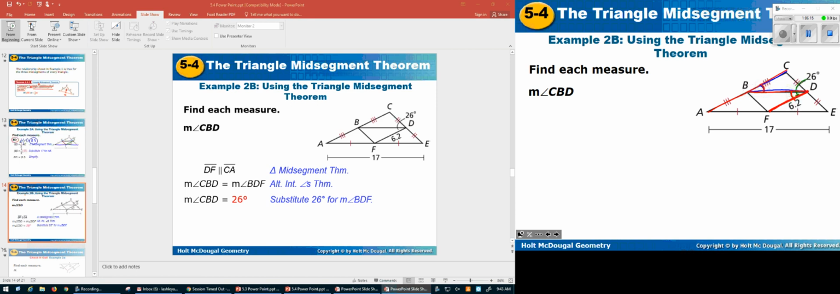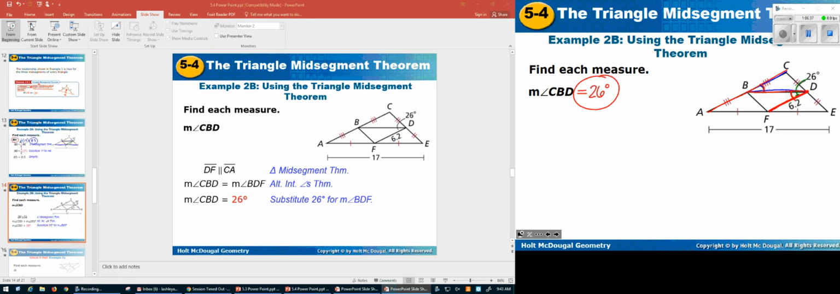Now do you see what kind of angles those are? What kind are they? Alternate interior, made by the two red lines that are parallel and the transversal that's red. And so what do we know about alternate interior angles? They're the same. So yes, this angle is how much? 26 degrees.